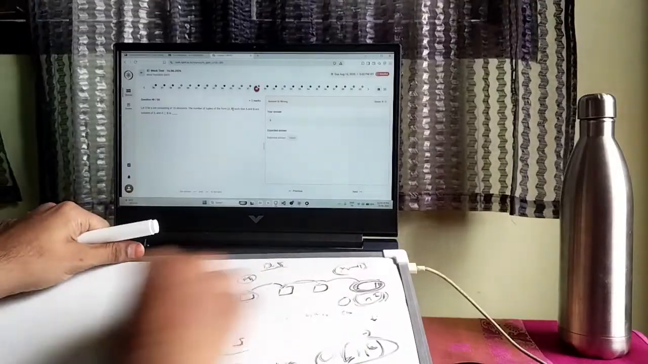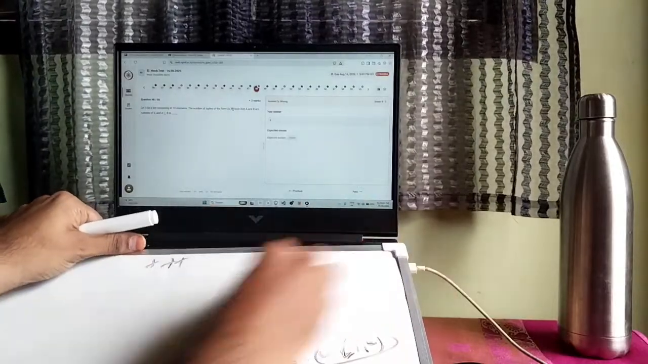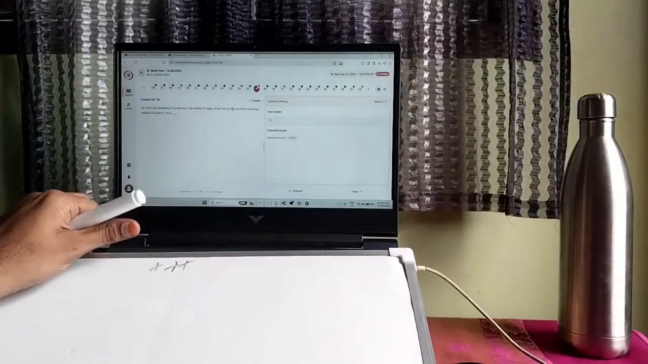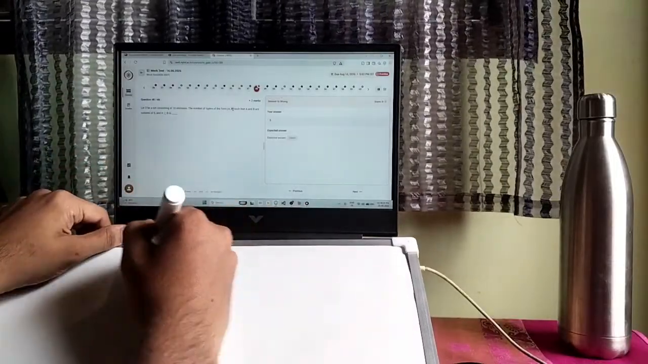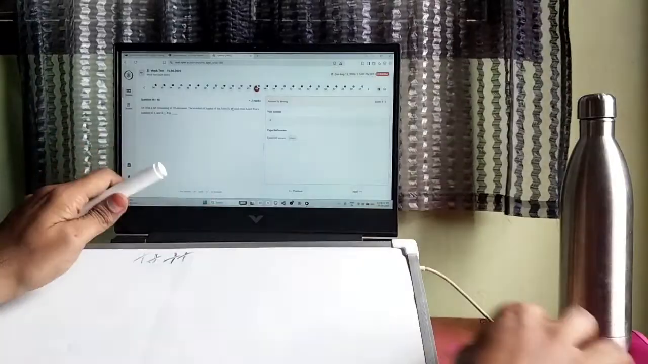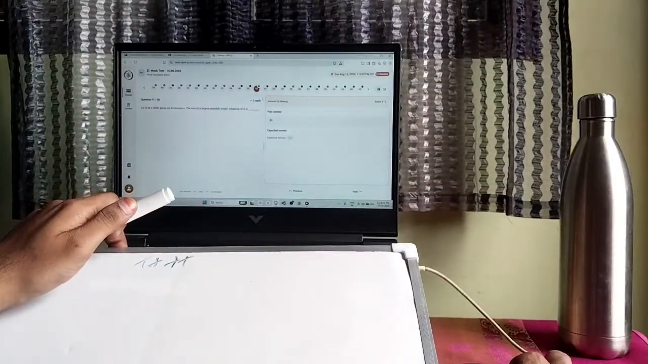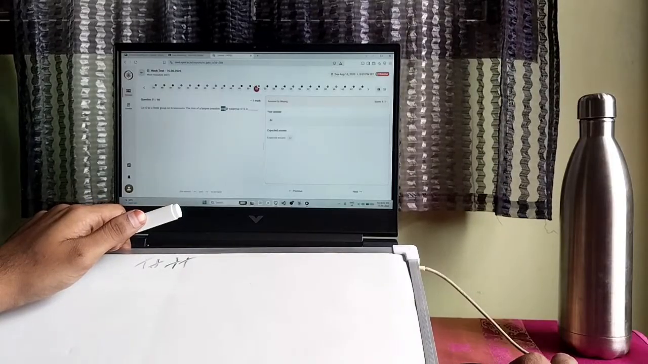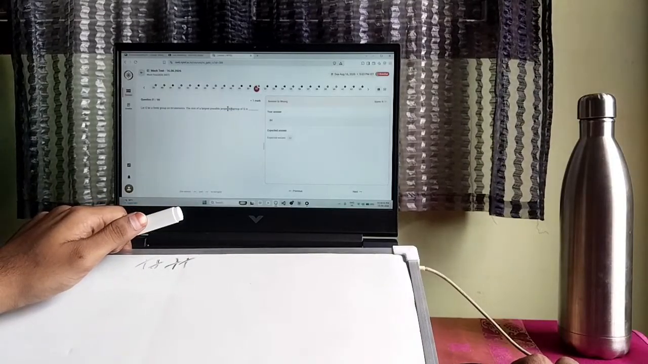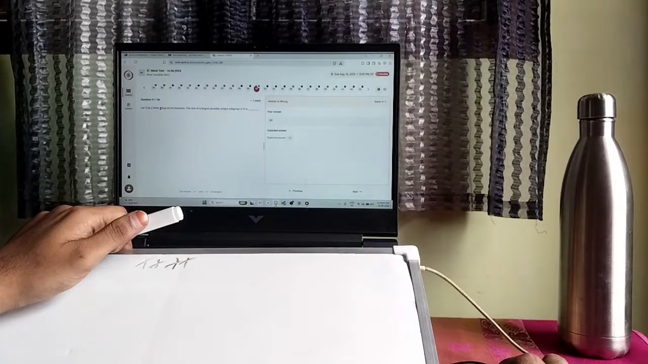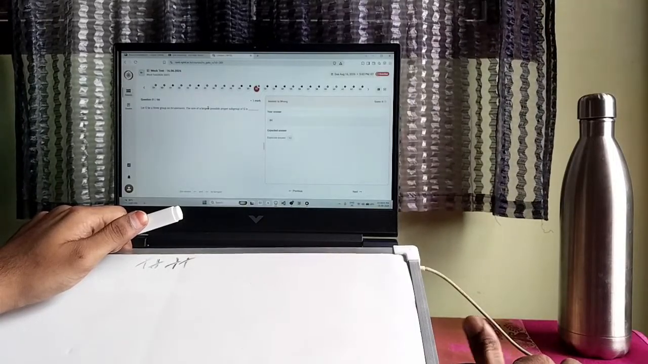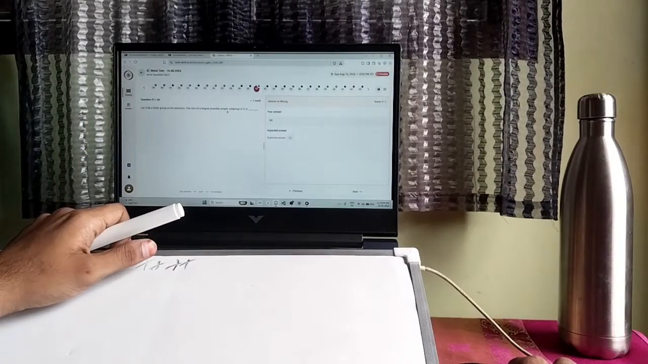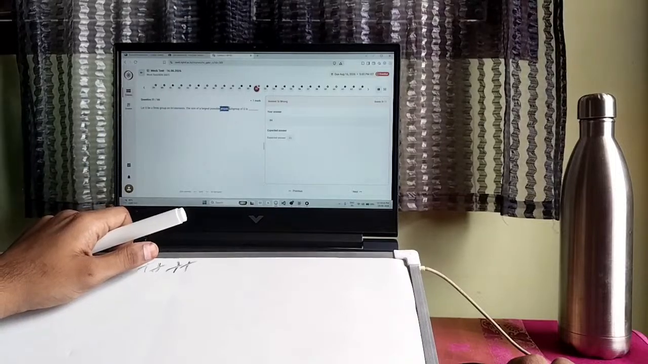So okay, let me remove this. I'm done with 4 questions. Let's go to question 51. Okay, this question is from infinite groups of elements. Size of the largest possible proper subgroup. We are asking about a proper subgroup.